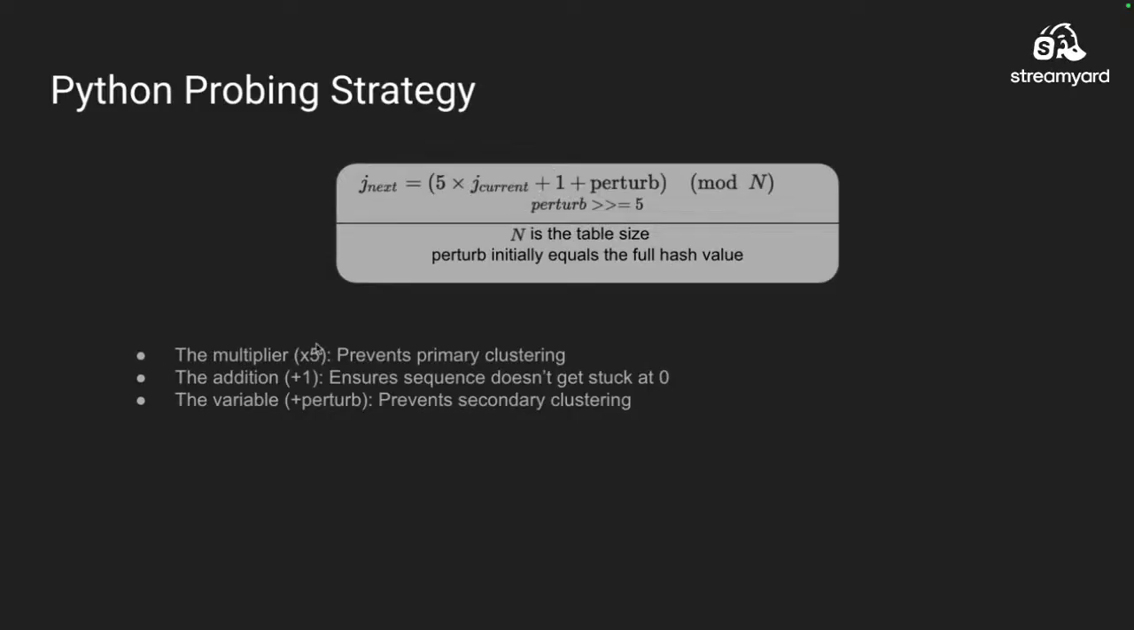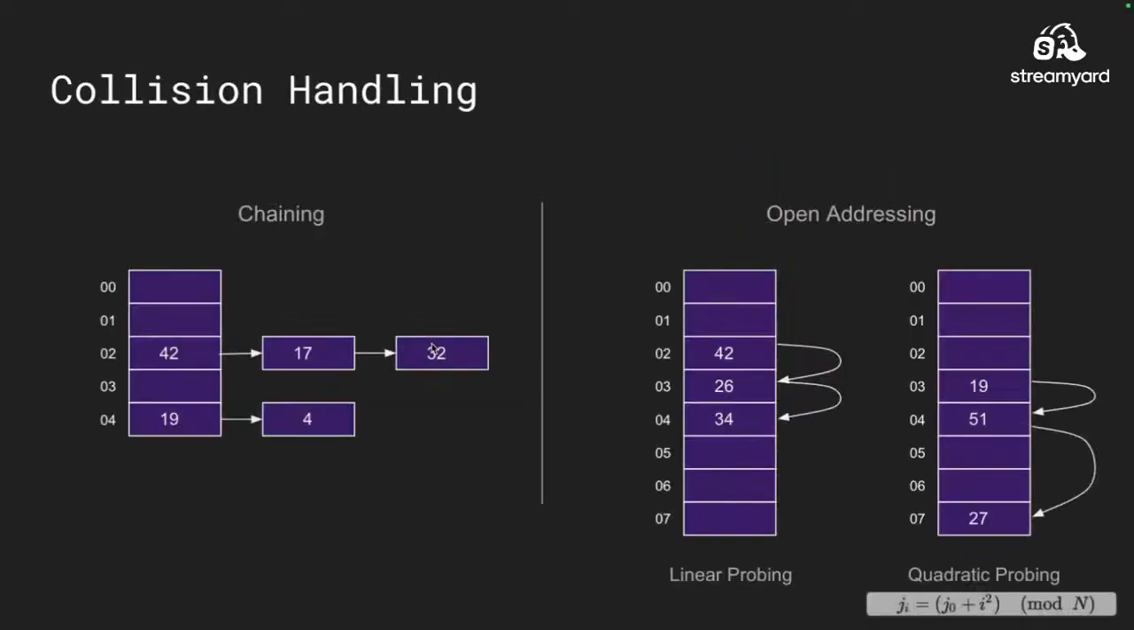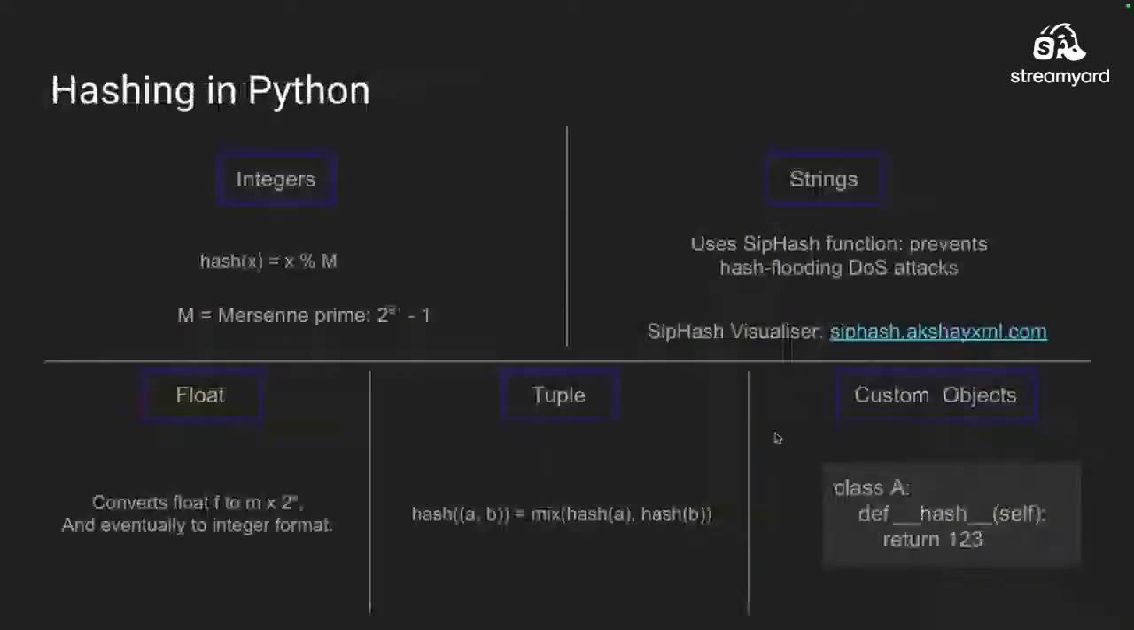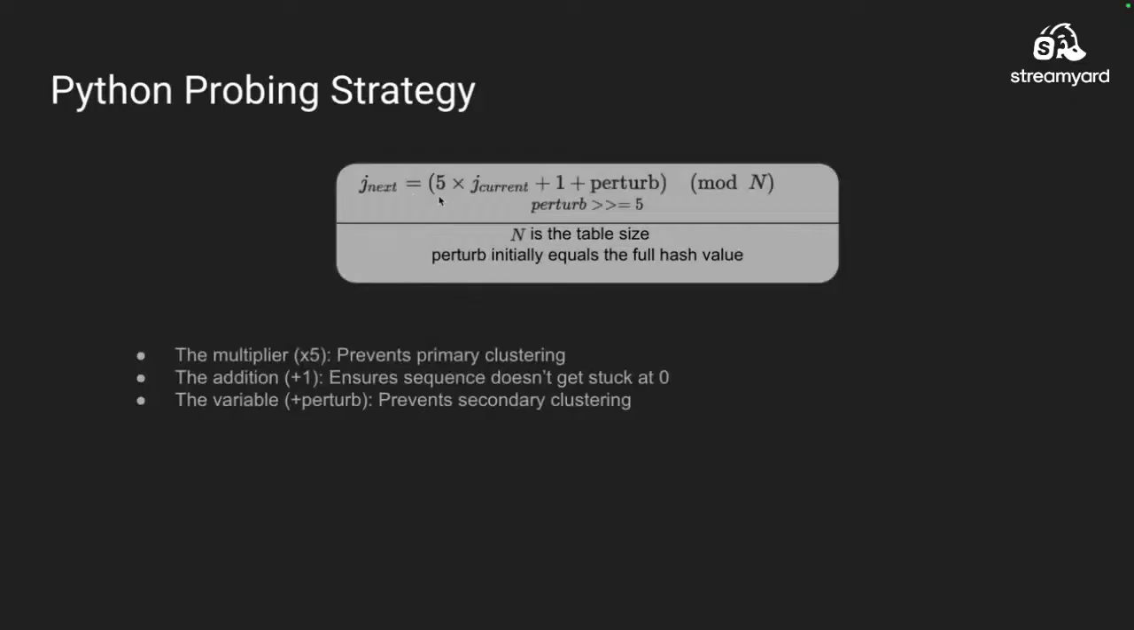So we have the multiplier, which is 5. So the current index is multiplied by 5. So this prevents the primary clustering that we talked about. So in this example, if you remember, primary clustering happens when you step one step at a time. But since we are multiplying by 5, we are jumping multiple places and preventing the primary clustering from happening.